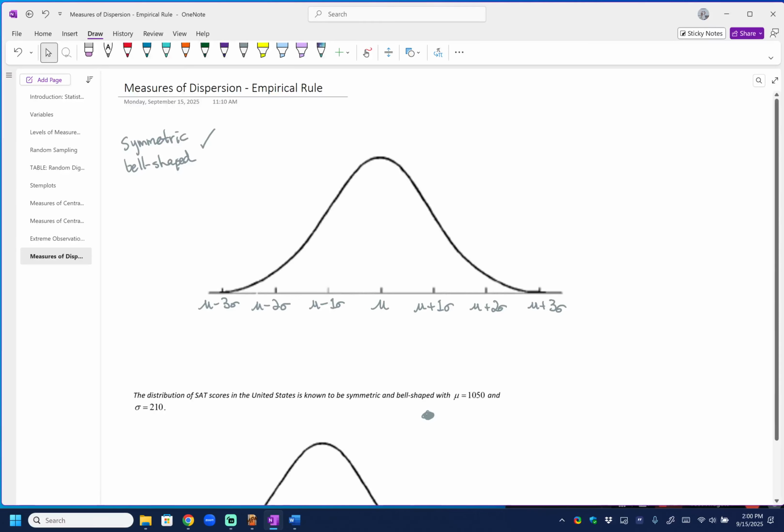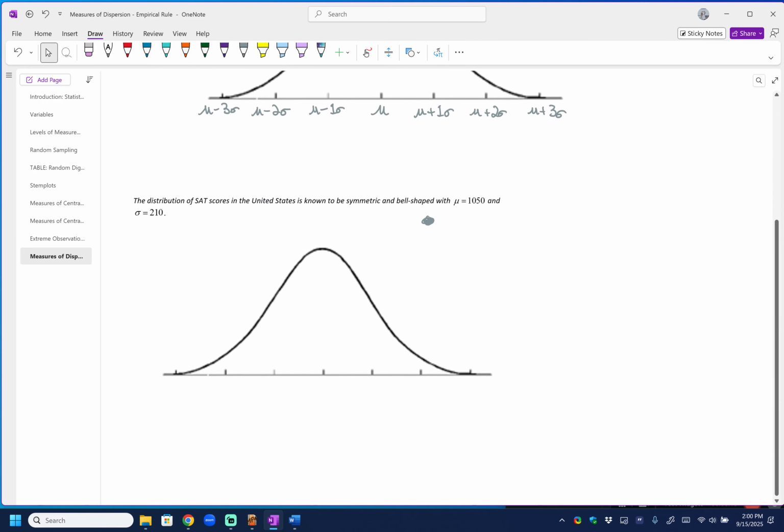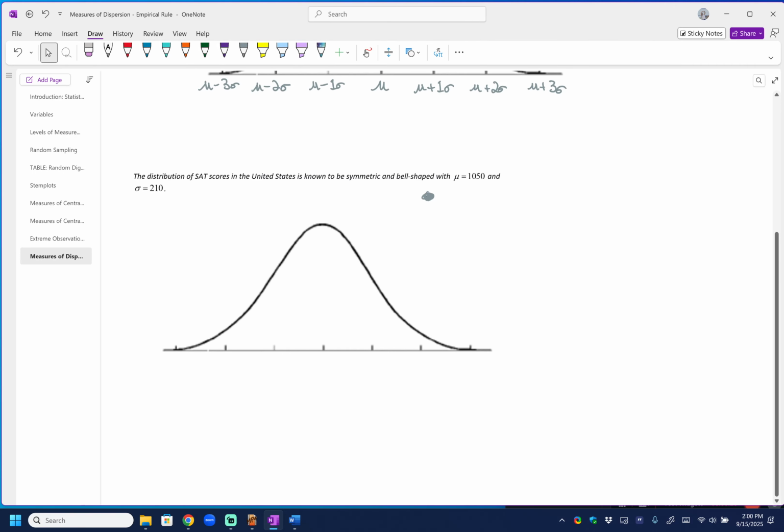Okay, before we jump into anything else, I do find that sometimes this whole concept with this curve and populations and mu and sigma can be very confusing for students. So I'm just going to pop up an example here so you can wrap your head around this a little bit better before I introduce anything new. It says the distribution of SAT scores in the US is known to be symmetric and bell-shaped, with a population mean mu equals 1050 and a standard deviation of 210.